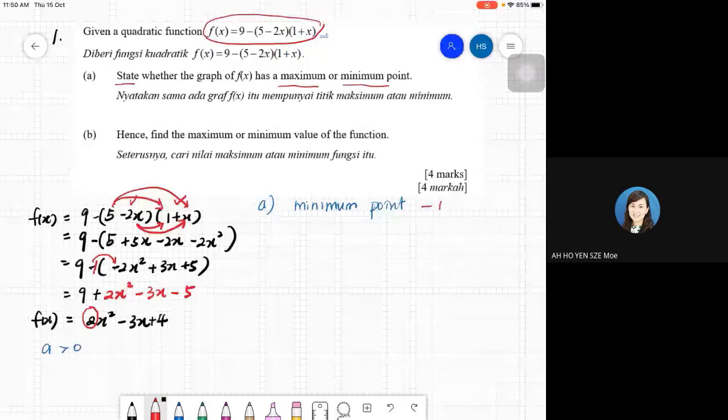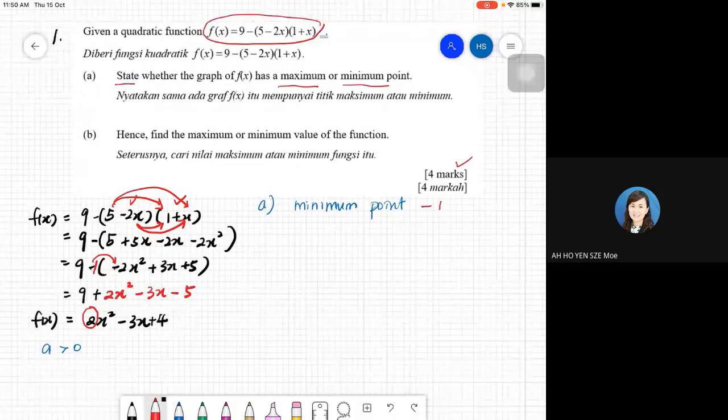So we go to the next part. Okay, which is B. Hence, find the maximum or minimum value of the function. So dia nak mencari dia punya, since you know that it's a minimum point. So the next one, actually we need to find the minimum value. Okay, so in order for you to find the minimum value, you must do the completing the square. Okay, mesti cari completing square dah. So you already in the general form.